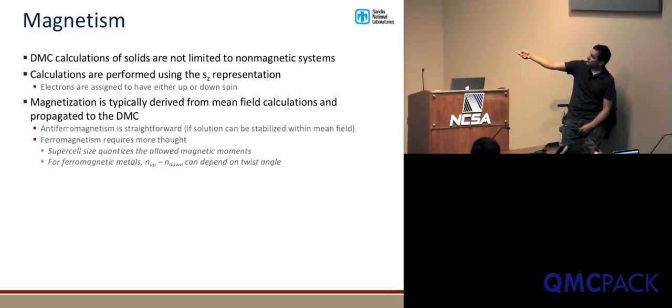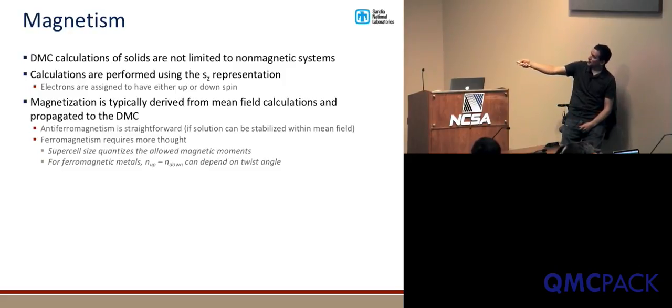The magnetization in your calculation is typically initially derived from a mean field calculation. You can calculate things like moments on individual atoms by, say, integrating over the charge density. And your DMC can change that. But let's say we have a ferromagnetic calculation. The number of up and down electrons is fixed, so nothing is going to change by doing diffusion Monte Carlo as we have it implemented.